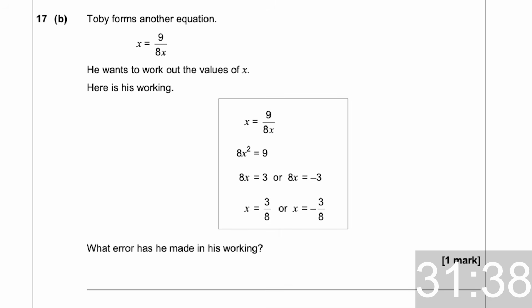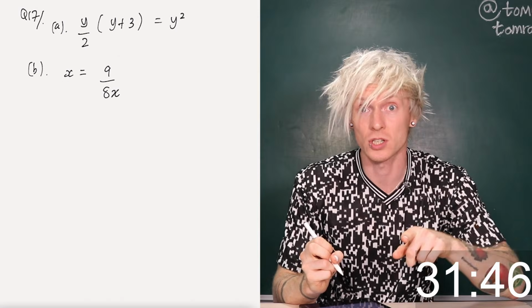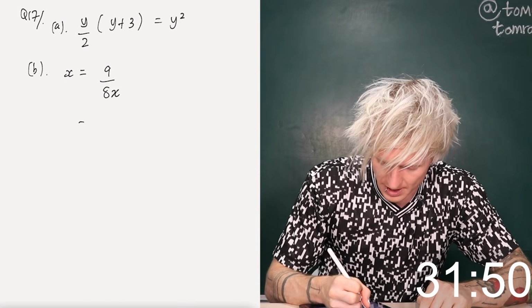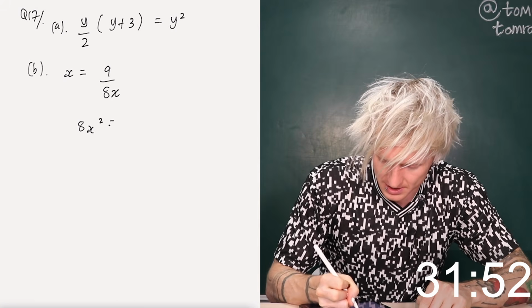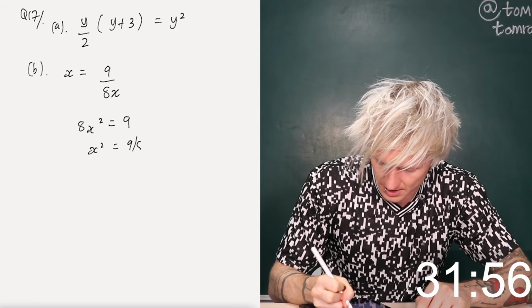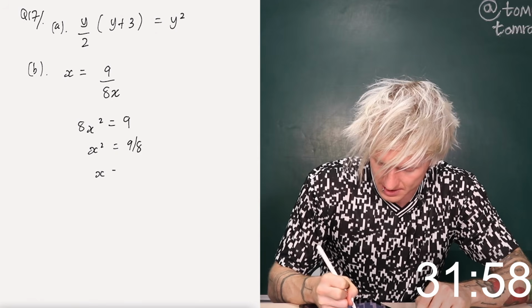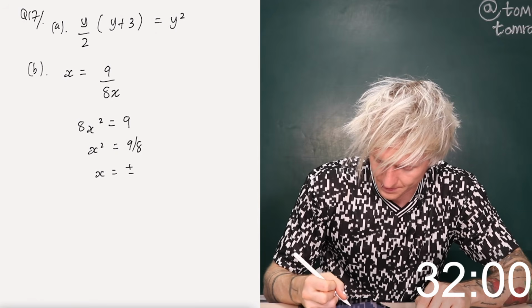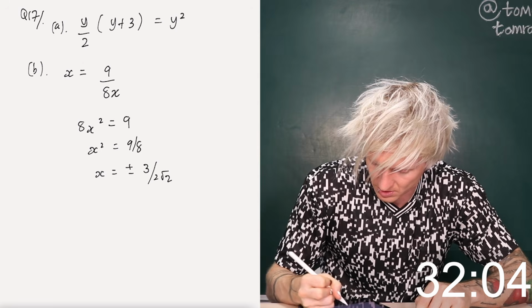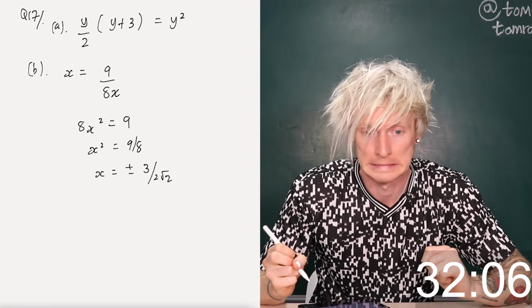He wants to work out the values of x. Here is his working. Okay, so x equals 9 over 8x. So if I multiply both sides, how would I solve this? I'm going to solve it and then compare mine with Toby's. So what I would do is multiply up and say 8x squared is equal to 9. I'd then say x squared equals 9 over 8. And then I'd say x is plus or minus 3 divided by the square root of 8, which is 2 root 2. That's what I would say.